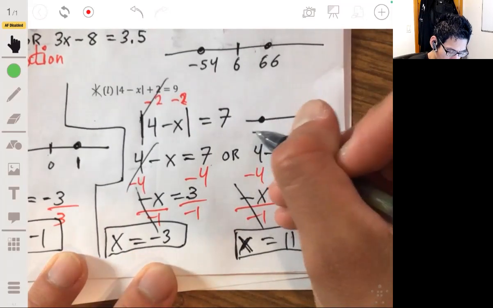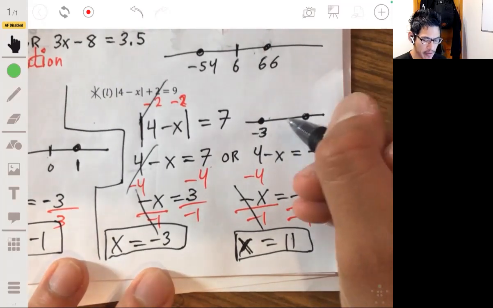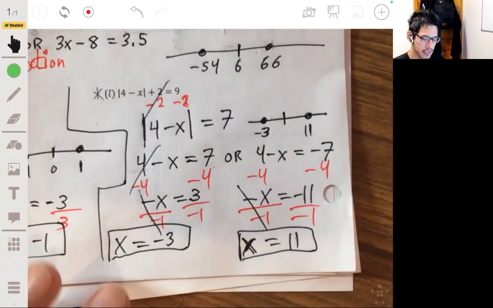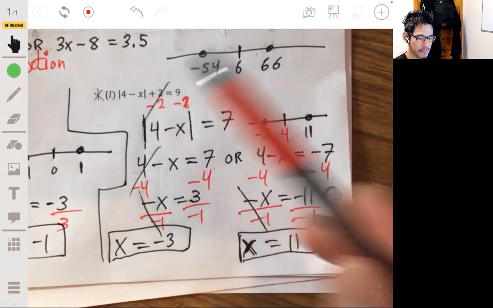So negative 3 and 11, they're 14 away. The number in the middle is going to be 4. And there, see, there's your 4.